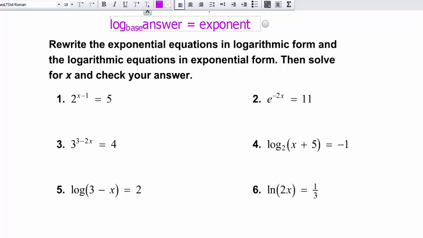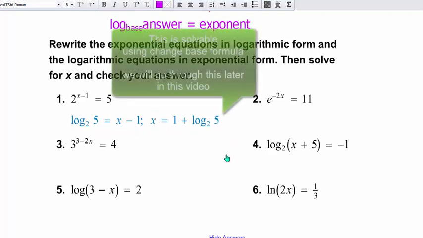Let's take a look at the equation log base answer equals exponent and use that to convert these back and forth in order to be able to solve. This is something that you did in Algebra 1. So when you rewrite these things, this is how it should be rewritten. Log base, the answer goes here, equals this. Then I can rearrange that equation to solve for x, that is something that we can number crunch.